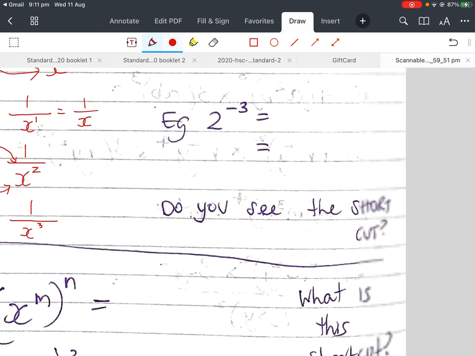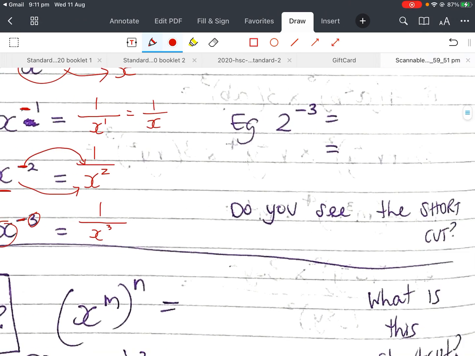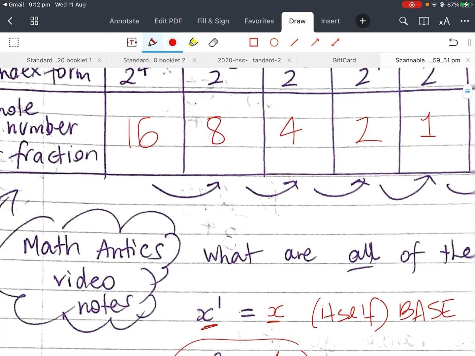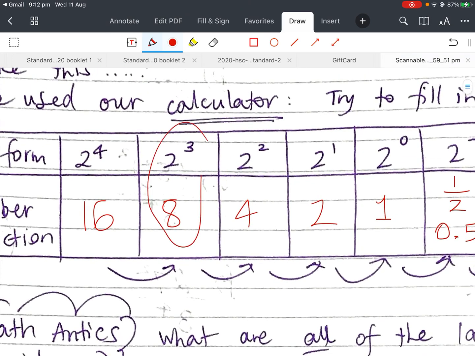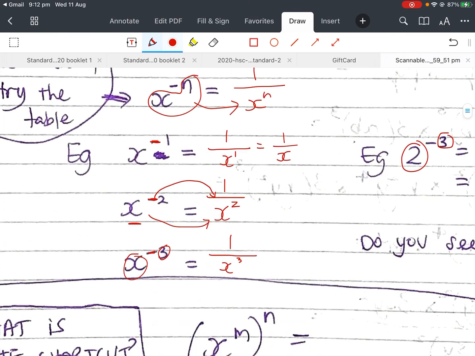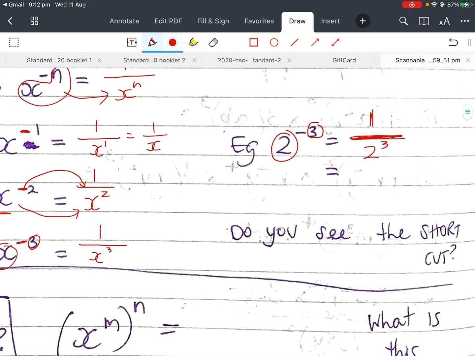Okay, and there's another one over here, 2 to the power of negative 3. Remember, the negative means put a fraction line. Whatever is on either side of the negative goes into the bottom of the fraction. There's nothing left to put on the top, so we put a 1 on the top, and hopefully you already know from up here that 2 to the power of 3 equals 8. So I can simplify this further and make it 1 over 8.